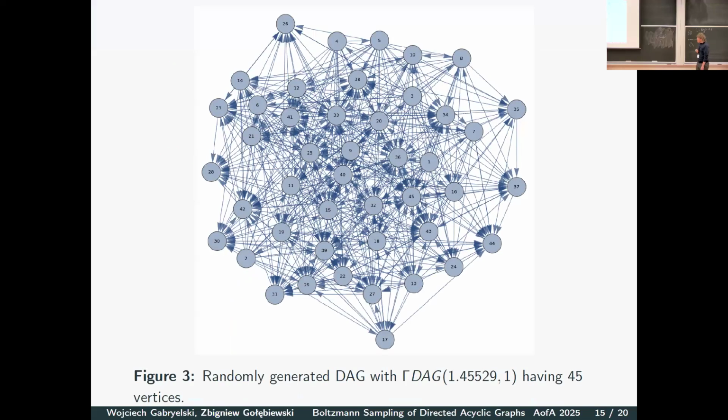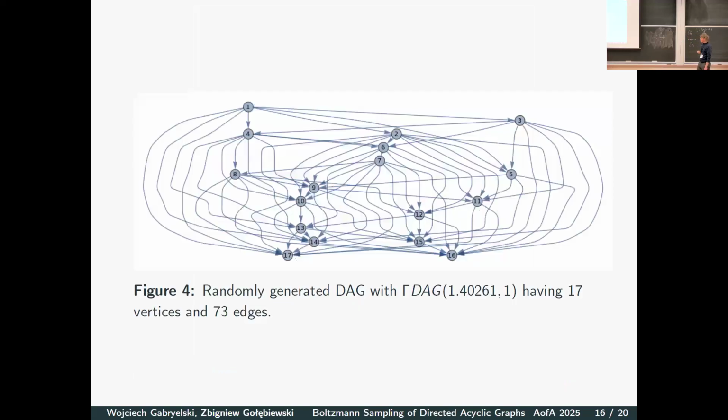This is one of the graphs that I was able to produce with this sampler. I'm not as good as Benedict, for instance, at visualizing graphs, so I'm sorry. You probably cannot tell if it's directed acyclic or not, but never mind. It got 45 vertices. This one got 17 vertices, and here you maybe can already tell that it's a directed acyclic graph. It is structured in such a way.